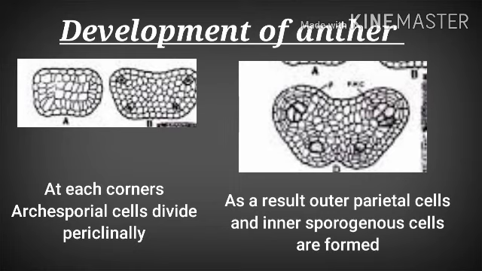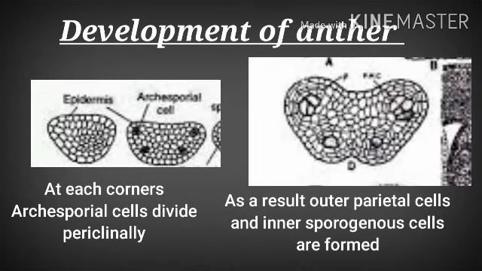Here the cells at the 4 corners of the anther, that is the archesporial cells, undergo periclinal division. Now what is periclinal division? Periclinal division is a type of cell division in which the cells will be divided parallel to the tissue, and as a result numerous rows of cells will be formed, one above the other. In this way, these archesporial cells divide and form parietal cells and sporogenous cells.